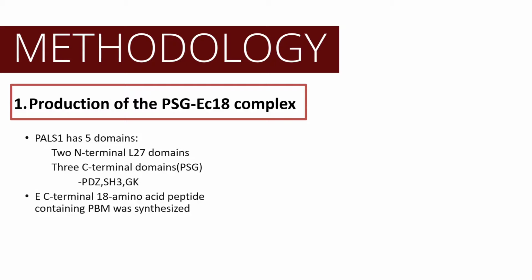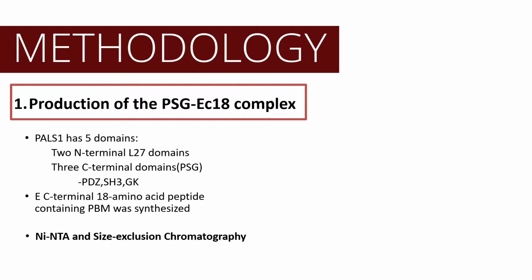Pulse 1 has 5 domains: 2 N-terminal domains named L27, and 3 C-terminal domains collectively named PSG. These are specifically the PDZ, the SH3, and the GK. The E C-terminal 18 amino acid peptide containing the PBM was synthesized, and the PSG, which is our concern, was expressed and purified using nickel NTA and size exclusion chromatography.